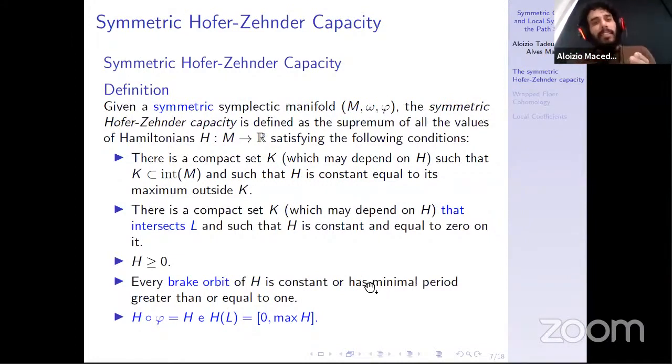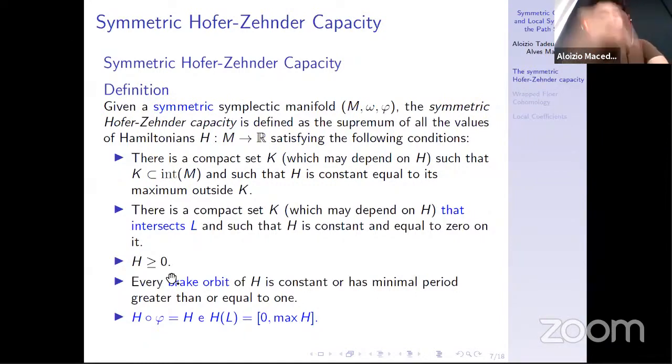It could make sense, instead of taking the period, to take the time that it takes to come back. But this would insert some factors of 2 in some places, which may be inconvenient. So take the period of this closed periodic orbit associated with this break orbit.